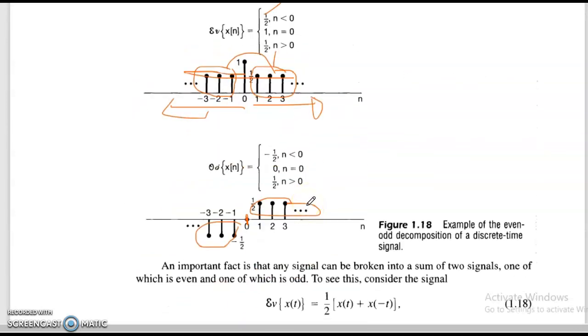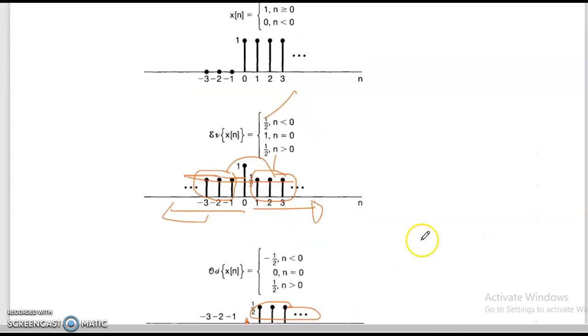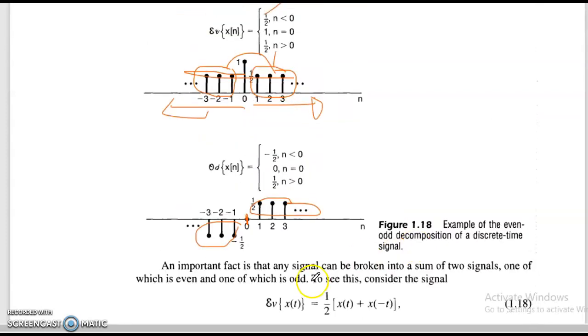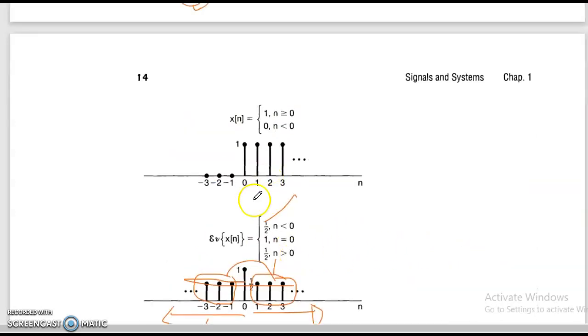In discrete time signals, examples of the even and odd decomposition of a discrete time signal. This is n equal to 0, n equal to 1, n equal to 2, n equal to 3, and n equal to minus 1, n equal to minus 2, n equal to minus 3, and so on, up to negative infinity here, and going to positive infinity.